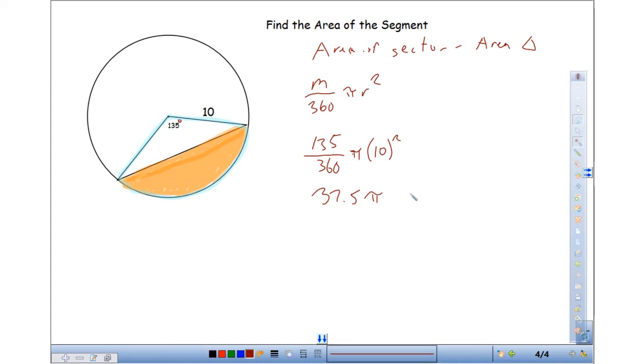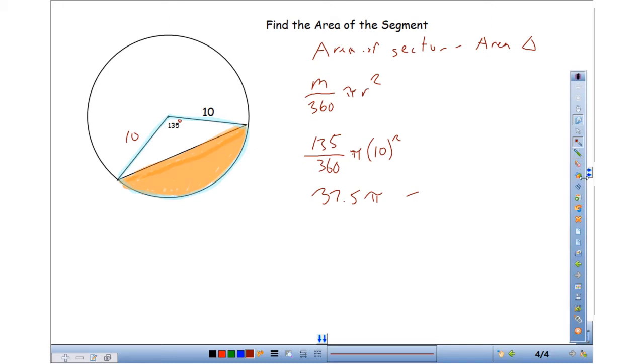Now we're going to leave that here, and we're going to go find the area of our triangle. I'm going to do that down here in the bottom corner. Now this triangle is isosceles. That's what we need to remember. It's isosceles because we know the other side is 10. We don't necessarily know if this side is 10, and we can tell right now that it's not, because of that 135 degree angle. There's no way that it could be 10.